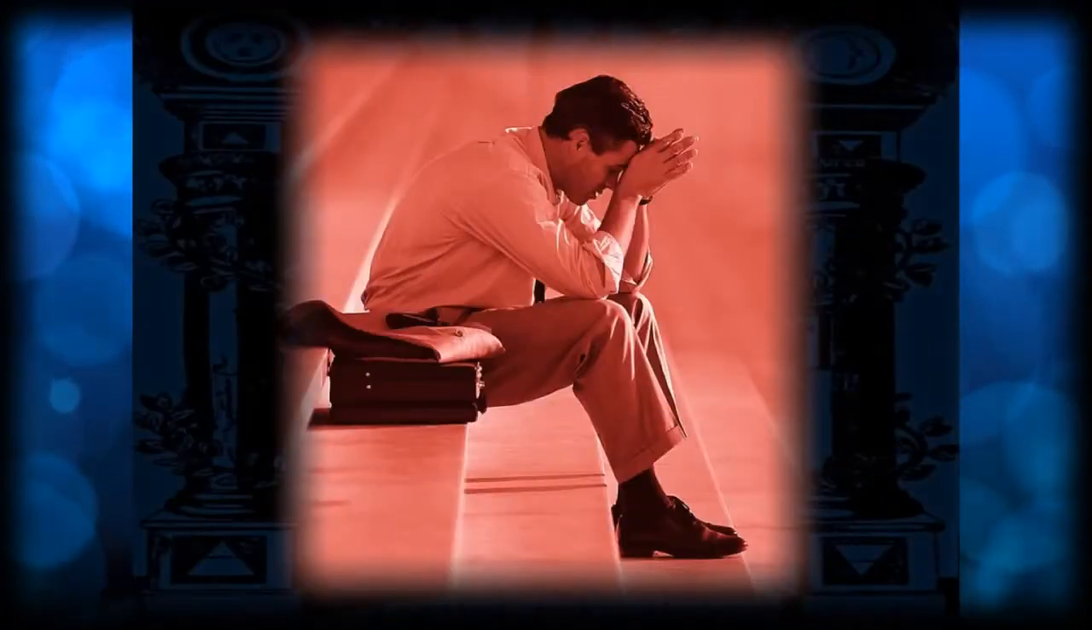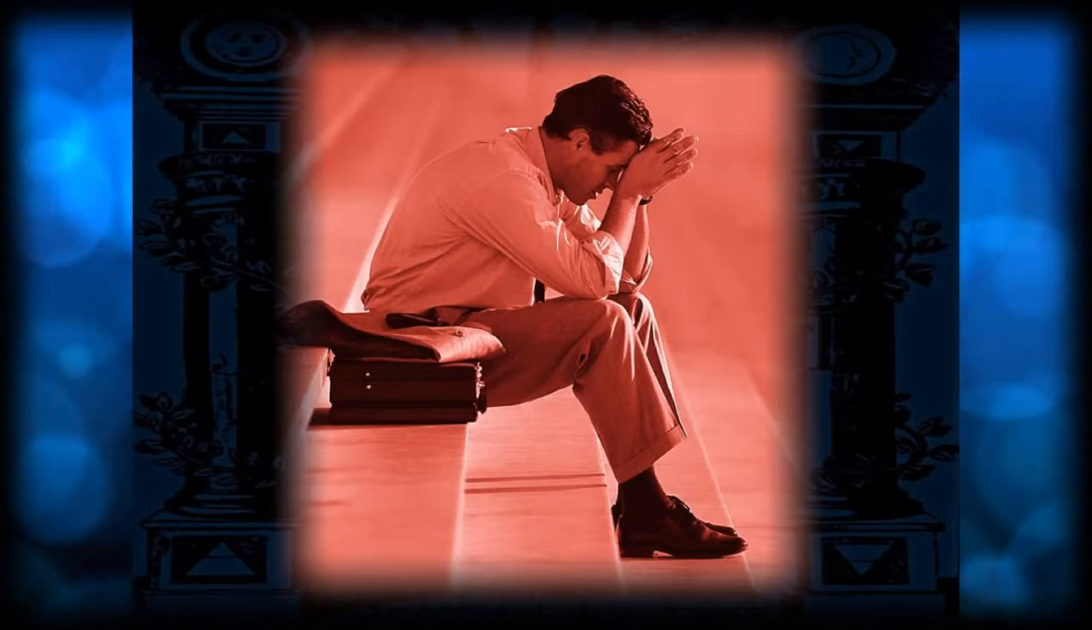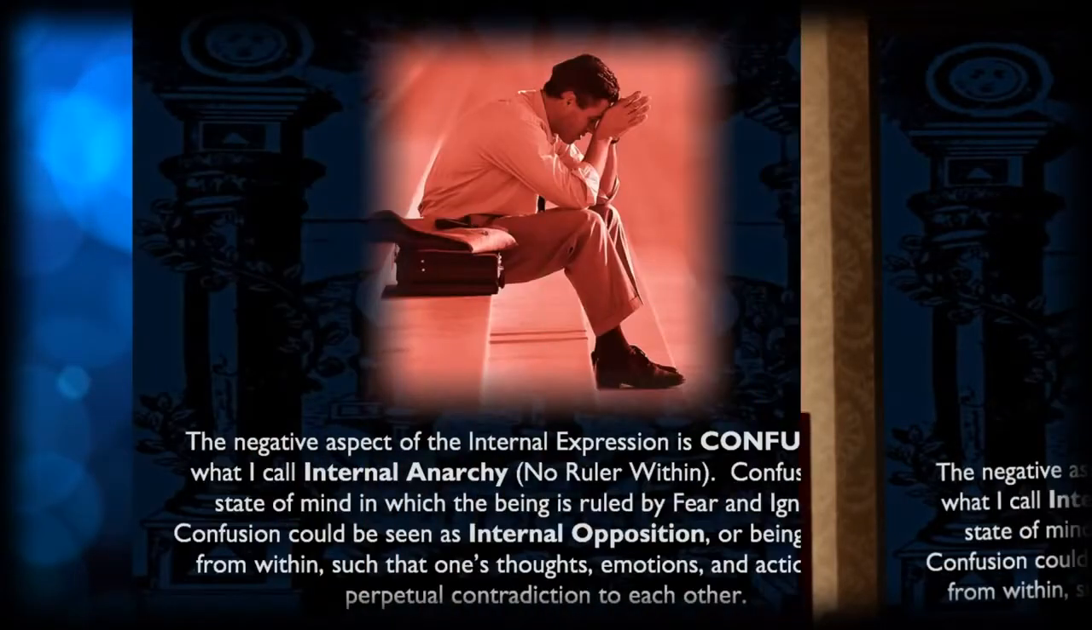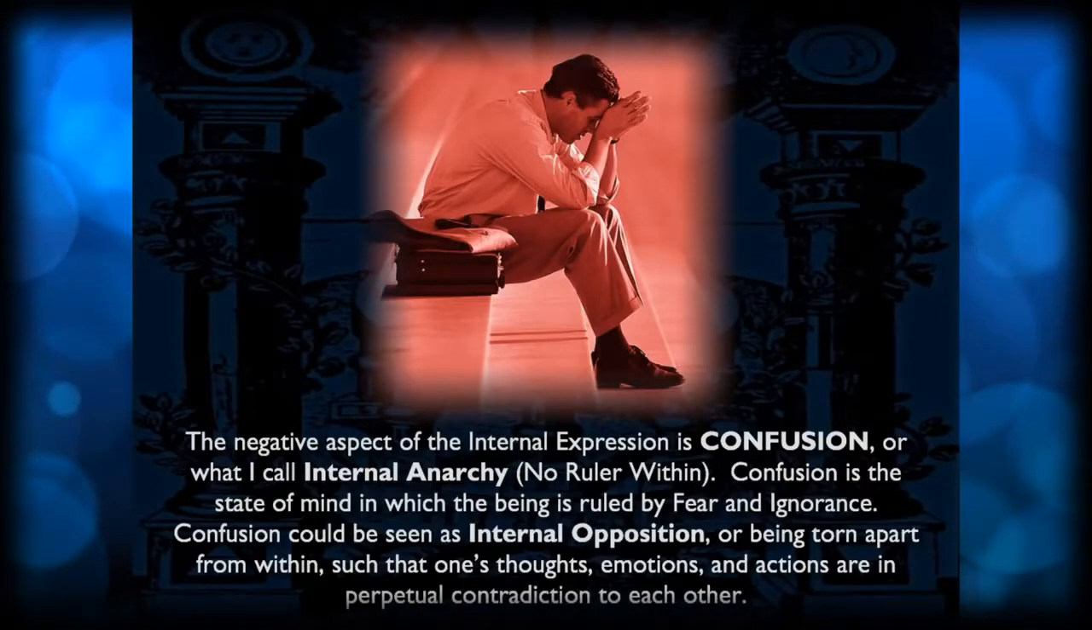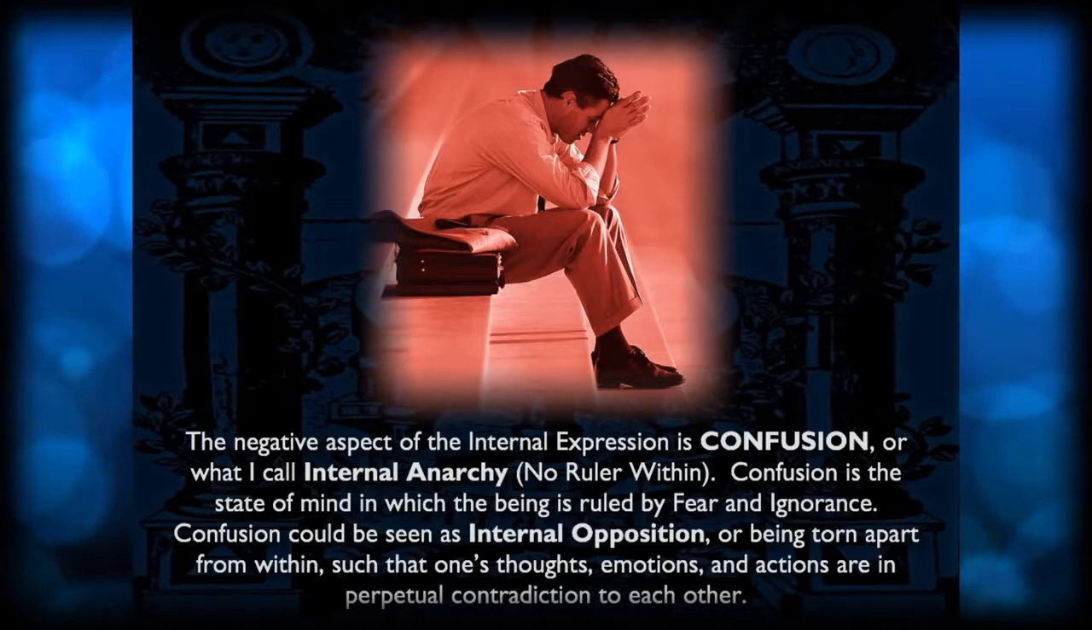This is what I found as a picture representing confusion, someone who doesn't know themselves, completely attached to an ego identity. Their whole mind is all wrapped up: I believe I'm this businessman, I believe I'm this banker, I believe I'm this lawyer, I believe I'm this doctor. And that's my identity, and if something goes wrong with that, there goes my identity. There's who I am down the drain, you know? So this negative aspect of the internal expression of natural law is confusion, or what I call internal anarchy, meaning no ruler within. Confusion is the state of mind in which the being is ruled by fear and ignorance.